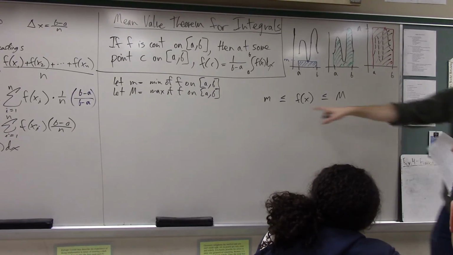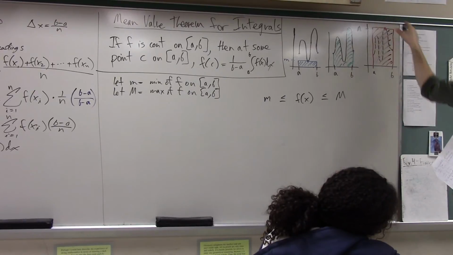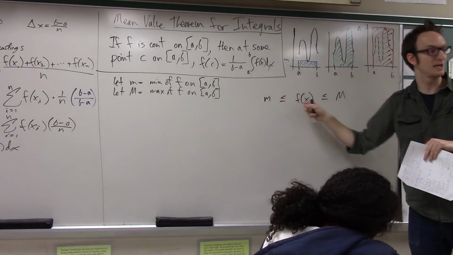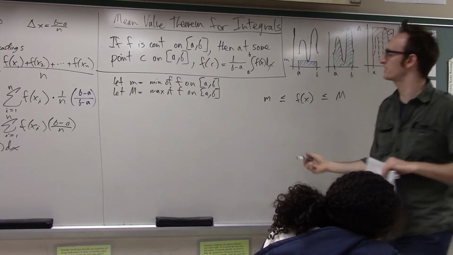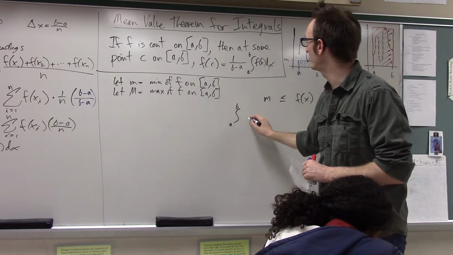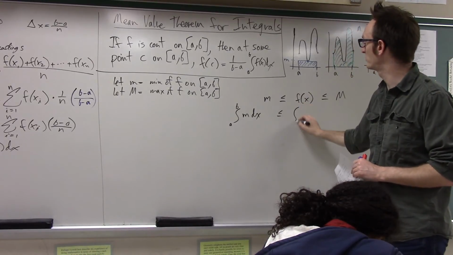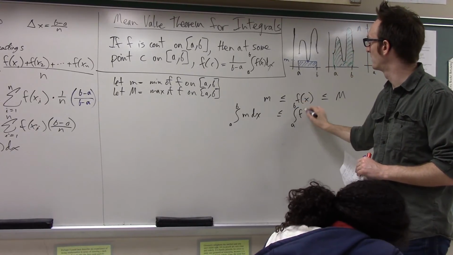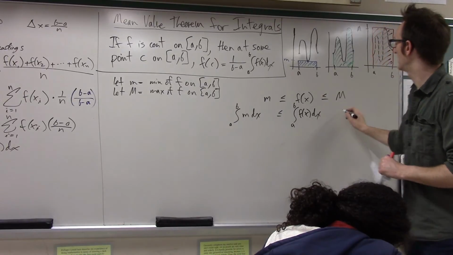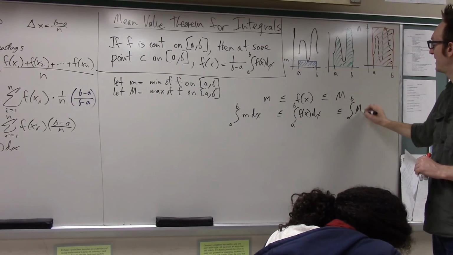So this little m is a function, it just happens to be a constant function, and this big M is also a constant function. So I'm basically going to just take the integral of all three sides of the inequality, which is something that's allowed. Okay, so I take the integral from a to b of this little m function, dx. That has to be less than or equal to the integral from a to b f of x dx. And in turn, that's less than or equal to the integral from a to b of big M dx.